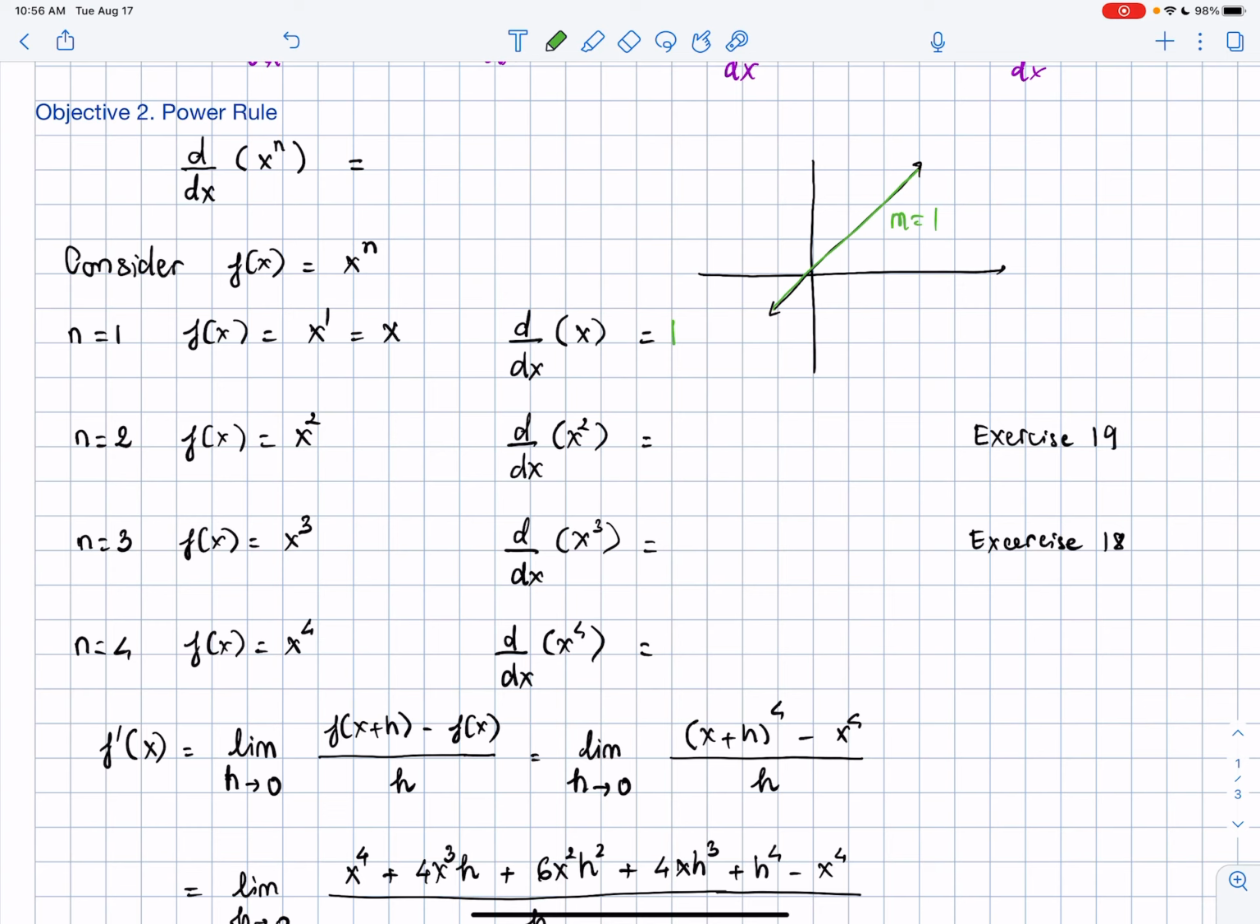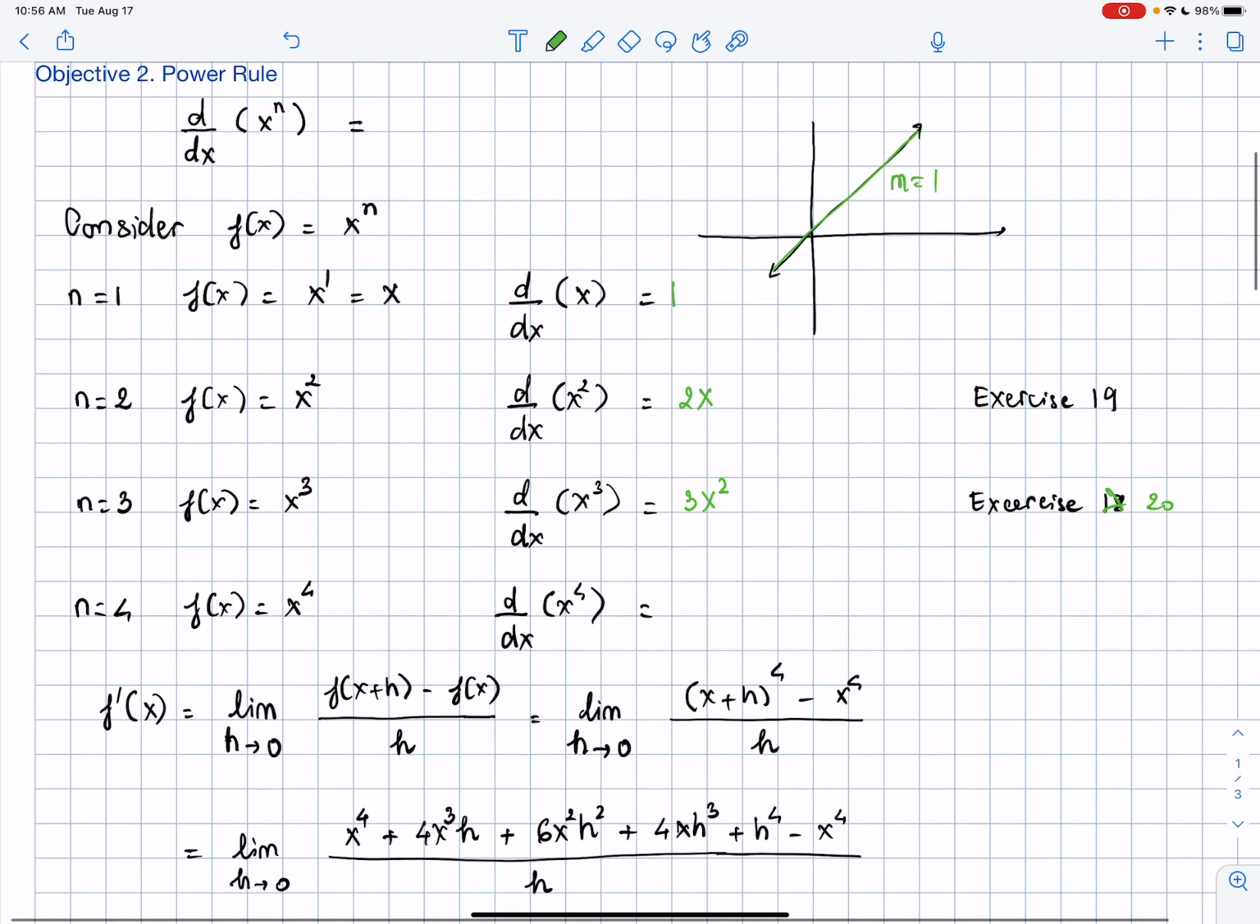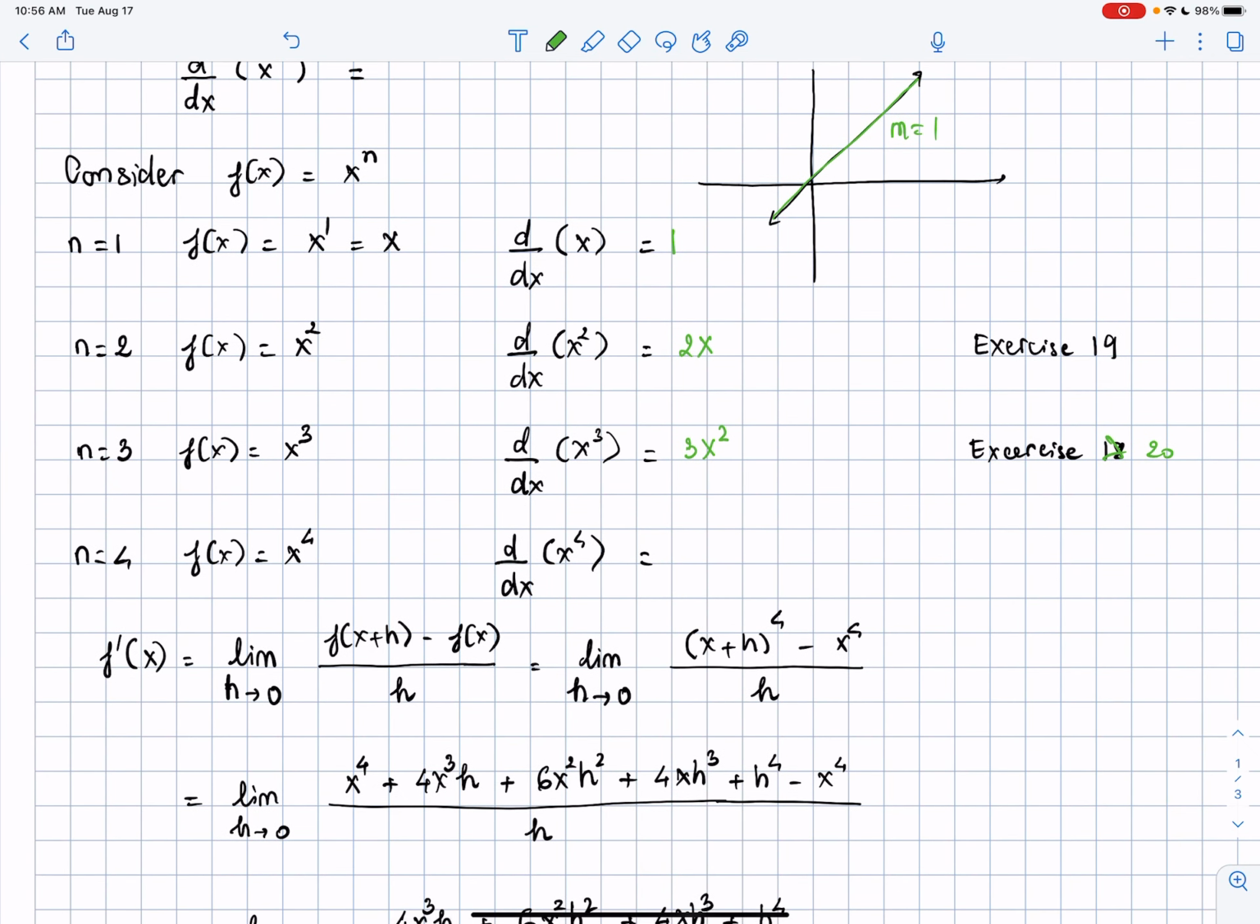In exercise 19 and exercise 20, we know that the first derivative of x squared is 2x, and the first derivative of x cubed is 3x squared. Now, what if we want to take the first derivative of x to the fourth power?